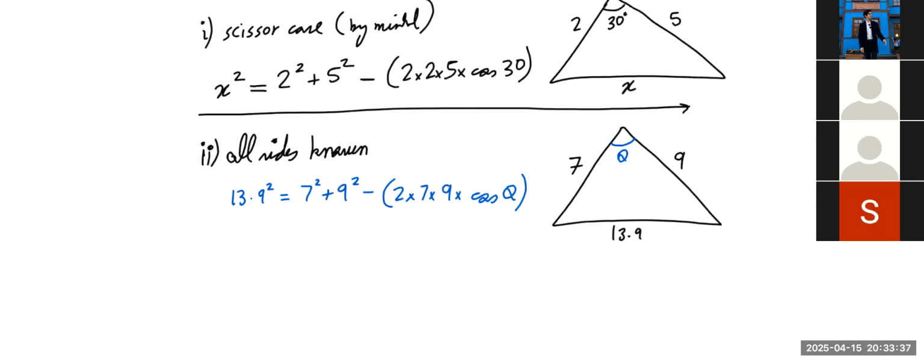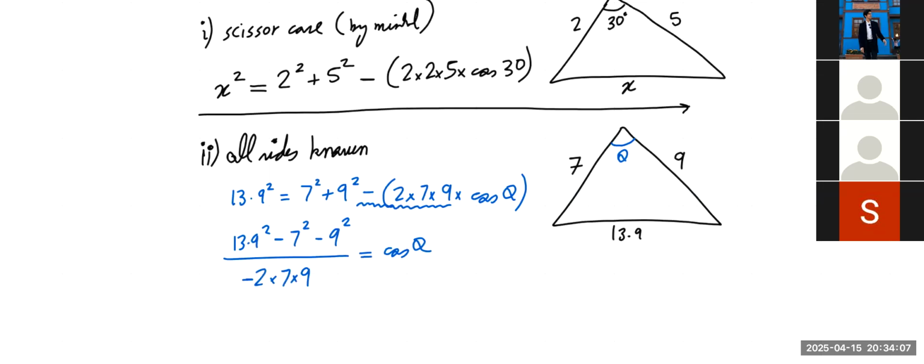So I'm trying to make cosine theta the subject first, or if you're AISL students, you can just write all of this down in your calculator and just do n solve and get it over with. But if you wanted to do it by hand, you're trying to make cosine theta the subject, so you need to subtract this and this from the left side first. So 13.9 squared minus 7 squared minus 9 squared. And then you see a minus 2 times 7 times 9, so let's divide it by minus 2 times 7 times 9.